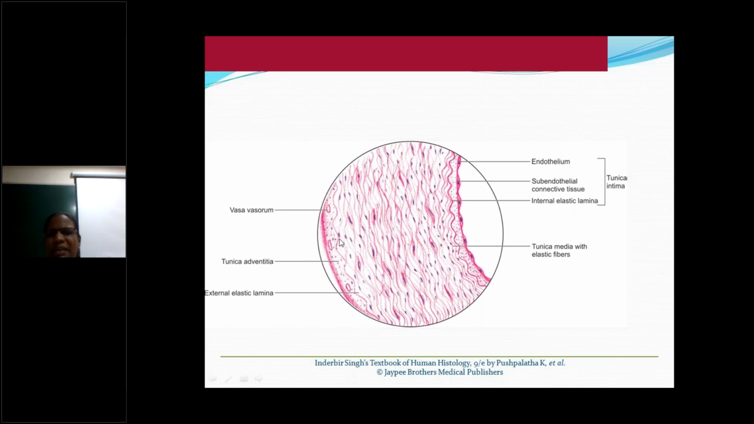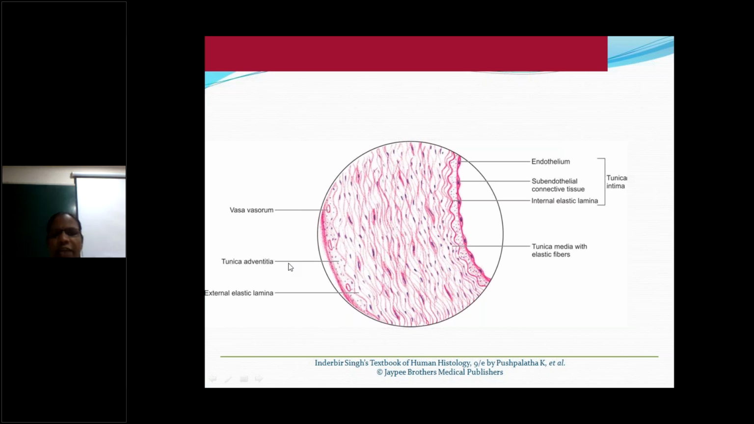Coming to the outer layer, adventitia contains general connective tissue fibers. Within that, more number of collagen fibers are seen. And within the adventitia, small blood vessels are seen. Those blood vessels supply the large blood vessels. The small blood vessels that are supplying the large blood vessels, we call vasa vasorum.